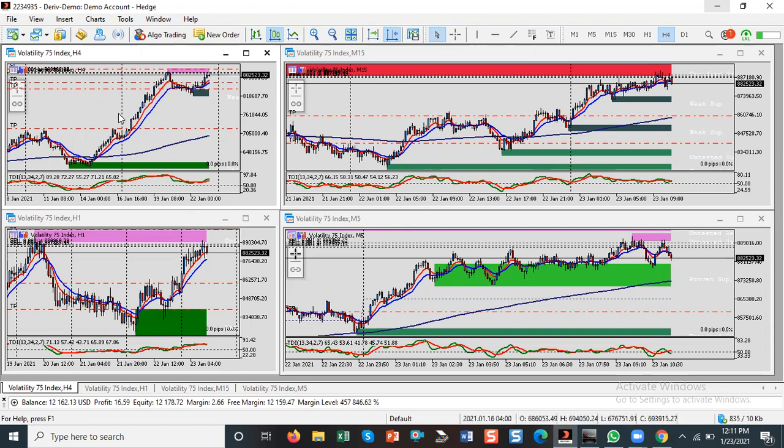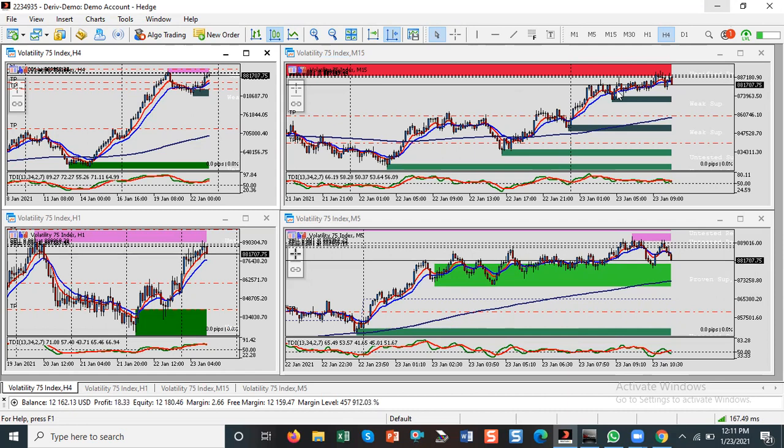So this is the H4 time frame. This is H1, this is M15, and this is M5. On here, you see the setup on H1. You take the entry on M5. I just took the trade now on M5. Then on the H4, once you see the setup, you wait to take your entry on the M15 time frame.